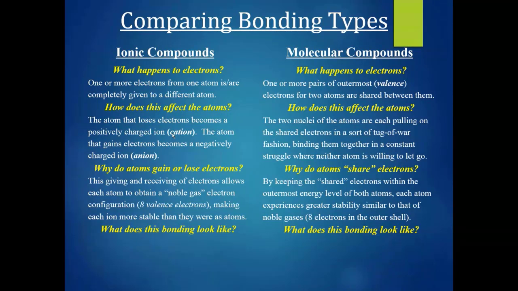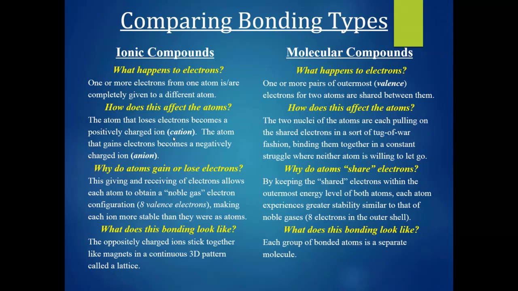And what does the bonding look like? Well, that comes down to what you saw in the video. The 3D pattern called a lattice of alternatively charged ions. That's what an ionic compound looks like. Covalent: each group of bonded atoms is a separate molecule, like you saw in the video.